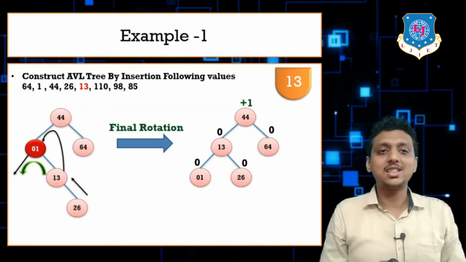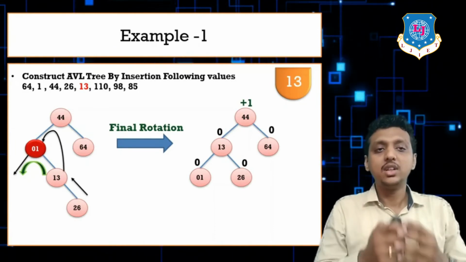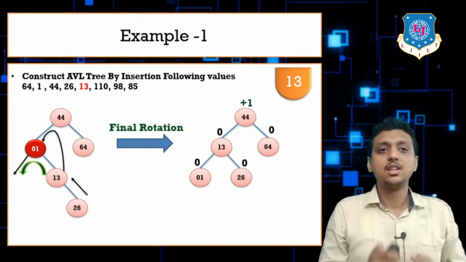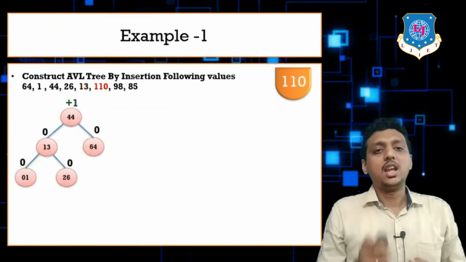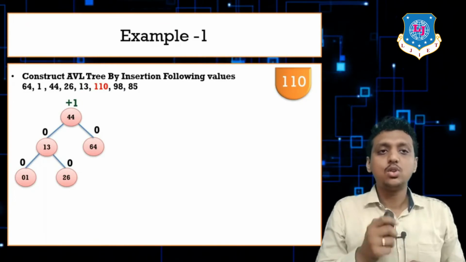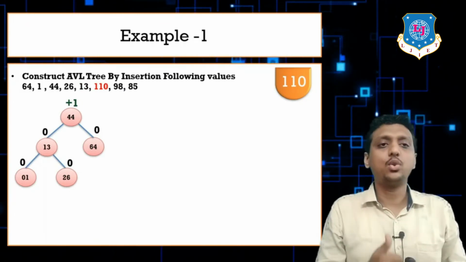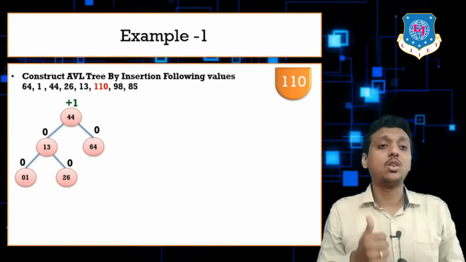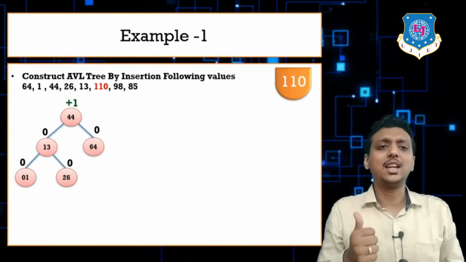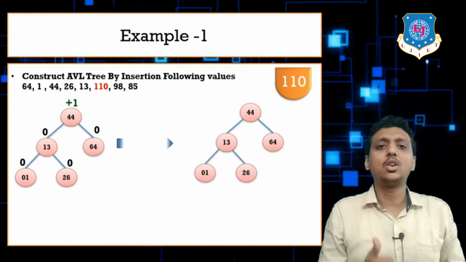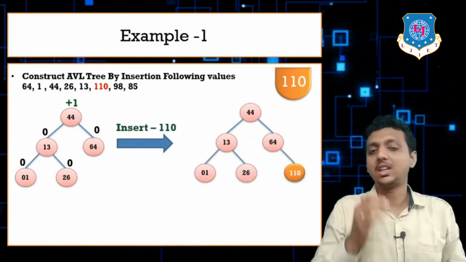Let's take another value that we have, 110. The next value we have is 110. Just start the comparison from the root node 44. 110 is greater than 44, go on the right side. 110 is greater than 64, go on the right side again. So 110 will be inserted on the right side of 64.